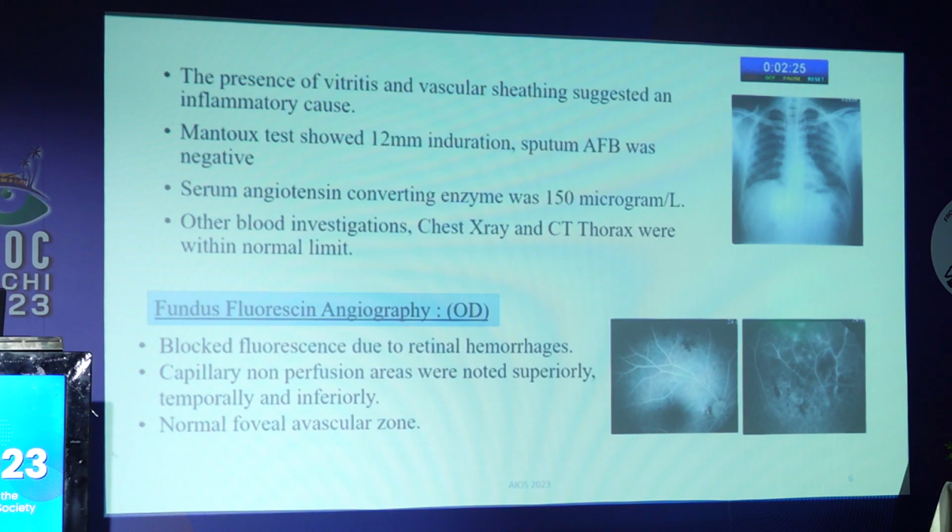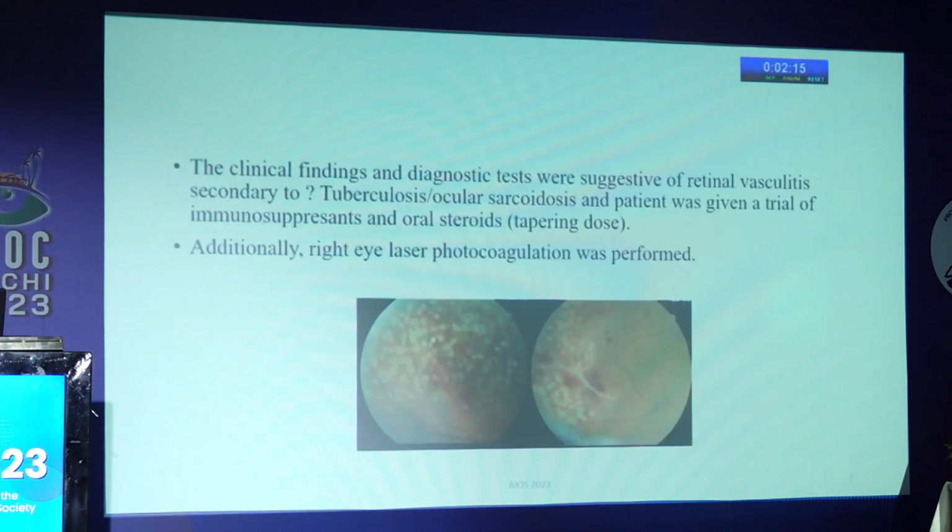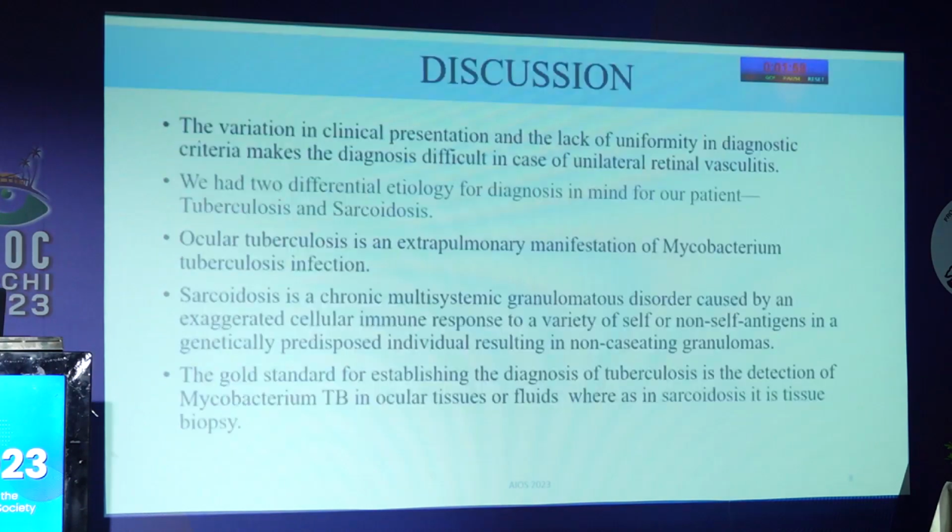FFA in the right eye showed block fluorescence due to retinal hemorrhage. CNP areas were noted superiorly, temporally, and inferiorly. The foveal avascular zone was normal. The clinical findings and diagnostic tests were suggestive of retinal vasculitis secondary to query tuberculosis or ocular sarcoidosis, and the patient was started with a trial of immunosuppressants and oral steroids in the tapering dose. Additionally, a right eye laser photocoagulation was performed.